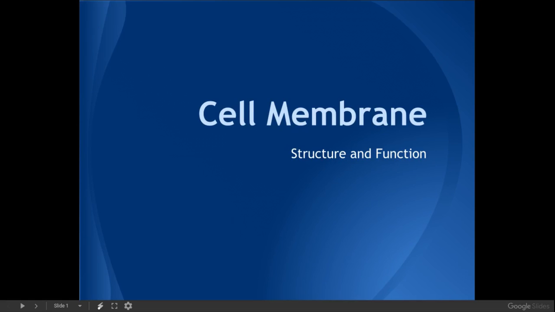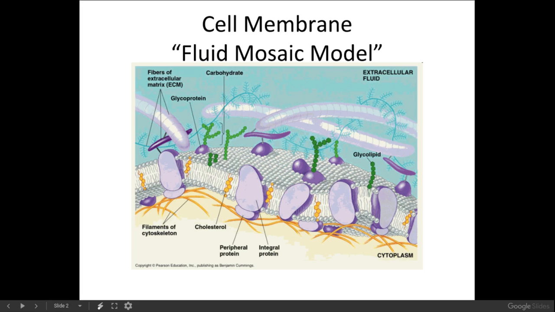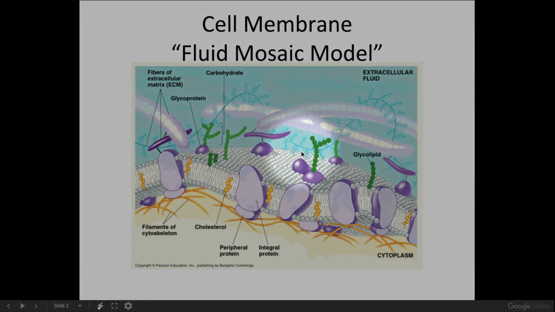This video is going to briefly explain cell membrane structure and function. So in this picture here, we can see that the cell membrane is made up of a lot of different things. For example, we have right here and here and here and here, all of this gray and white. Those are going to be phospholipids. And phospholipids are the primary component of a cell membrane.